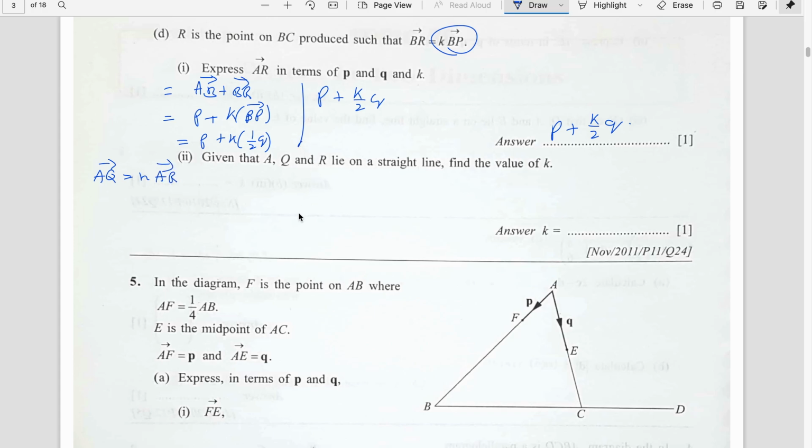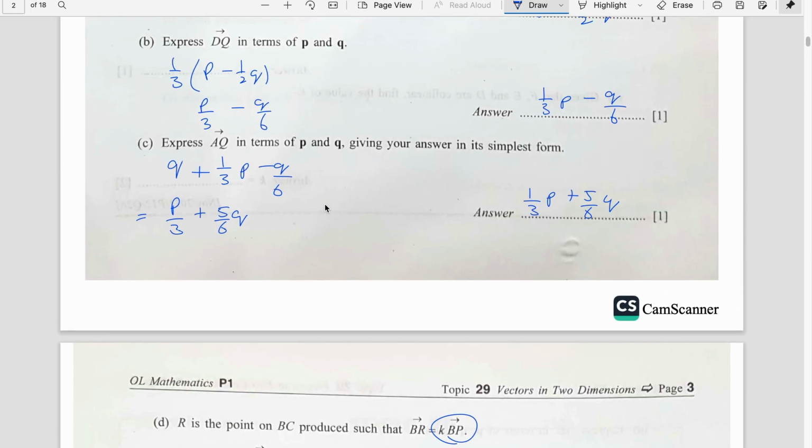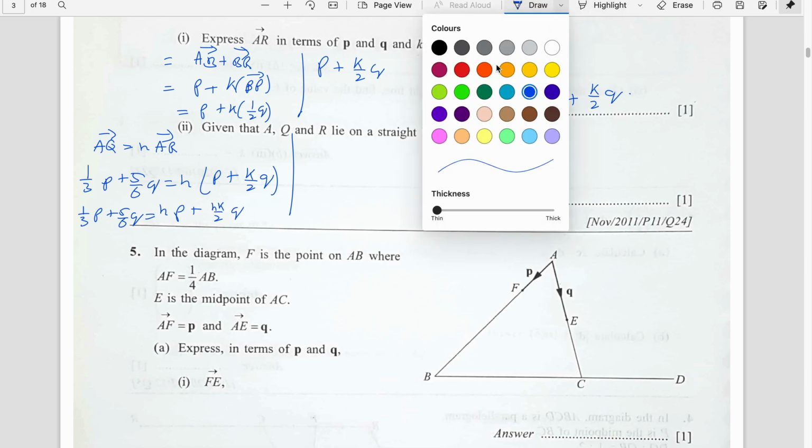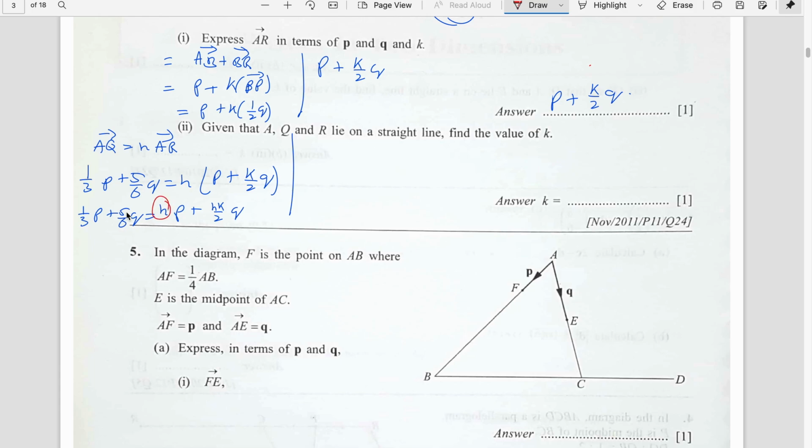Now we need to copy these values. The value of AQ was 1 by 3 of P plus 5 by 6 Q. H times, and then AR is right here. This is P plus K by 2 Q. Now you only have to compare the vectors. So if I simplify, this is 1 by 3 of P plus 5 by 6 of Q, and on the right side is HP plus HK by 2 of Q. Now compare these vectors, P with P and Q with Q. So this is H and 1 by 3. So I can say H is equal to 1 by 3.